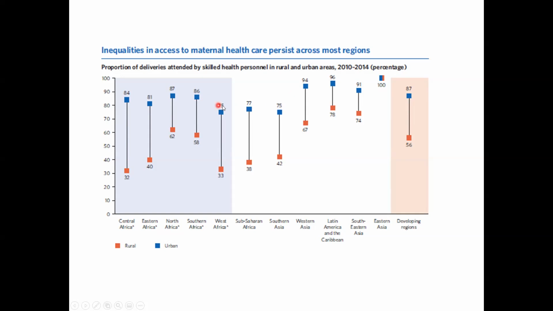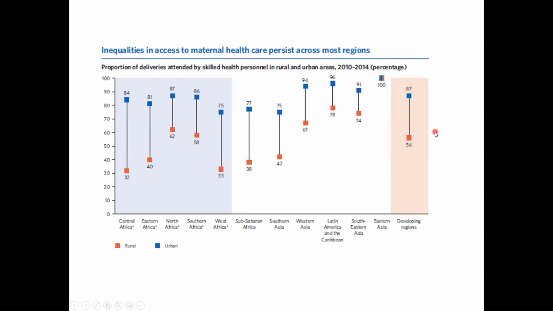There's a few, so 75, 77, 75 are still quite low in Southern Asia, Sub-Saharan Africa, and West Africa, but in a lot of them, so in Western Asia, Latin America, Southeastern Asia, it's quite good in urban areas. Even over here, it's not good enough, but it's still quite high. Where we see the huge problem is down in many of the rural areas. So in Central Africa, we've got 32% of childbirths with a skilled health professional, 33% in West Africa, 38% in Sub-Saharan Africa, 40% in Eastern Africa, 42% in Southern Asia. And when we look at the developing regions all aggregated together, we have a discrepancy of 87% in urban areas and 56% in rural areas.